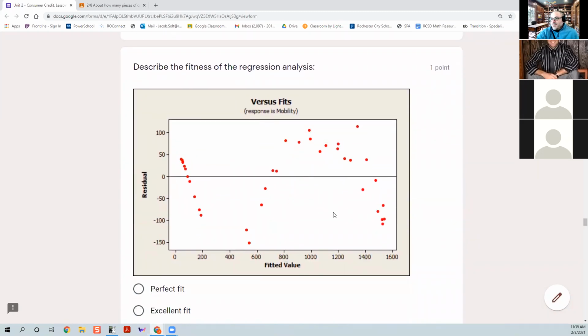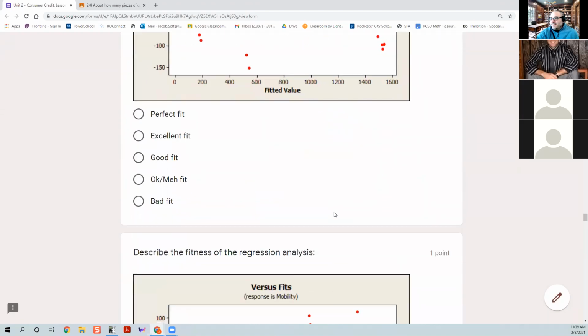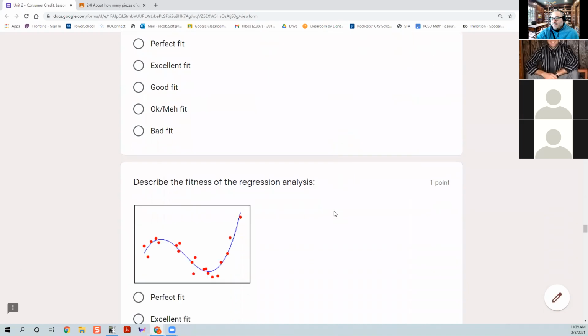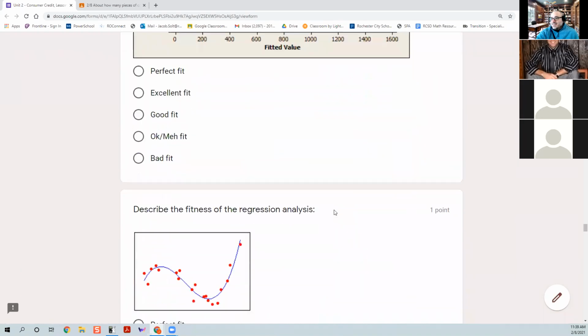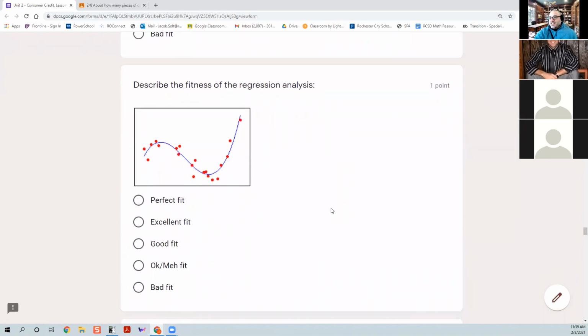All right. Oh, did I put this on twice? Okay, that's the exact same data. My apologies, I put this on twice. Somehow that got in there. Okay. Describe the fitness of this one.